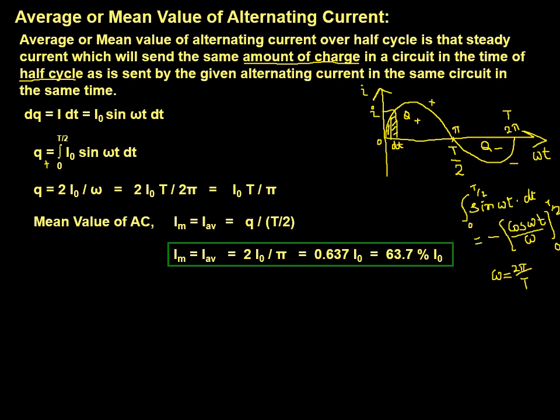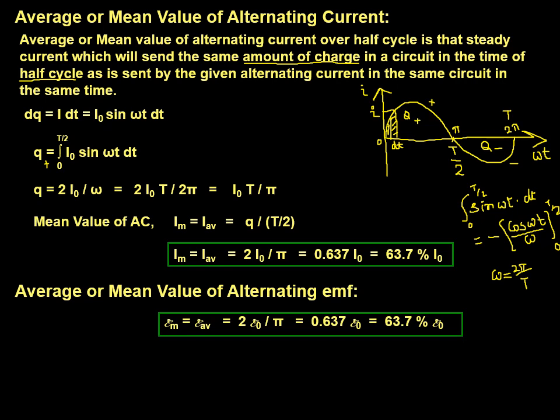So the mean value is what? Q by the total time. The time is T by 2. So it is coming out to be twice I naught by pi, or in other words, you can say 63.7% of I naught. So the mean or average value of the alternating EMF is 63.7% of E naught. It is on the basis of the amount of charge in the half cycle.